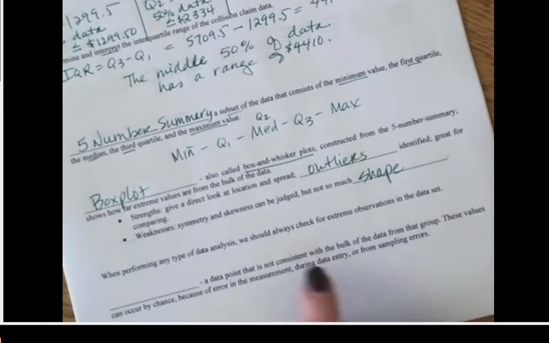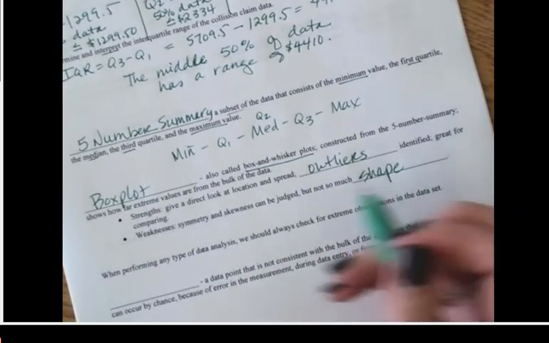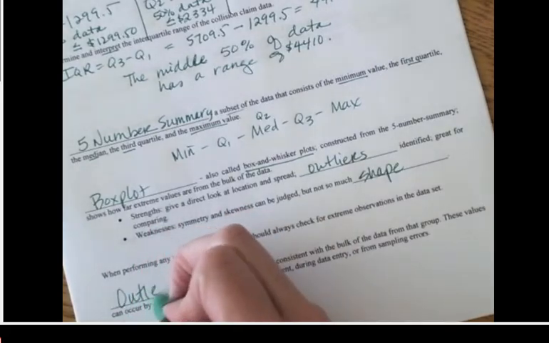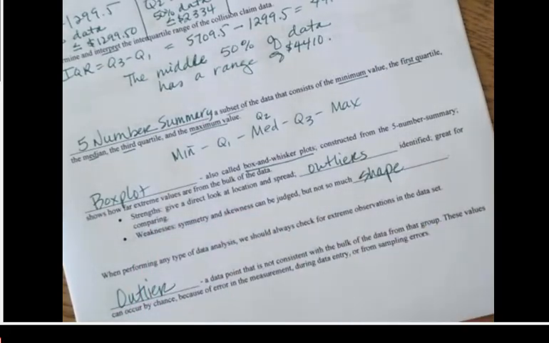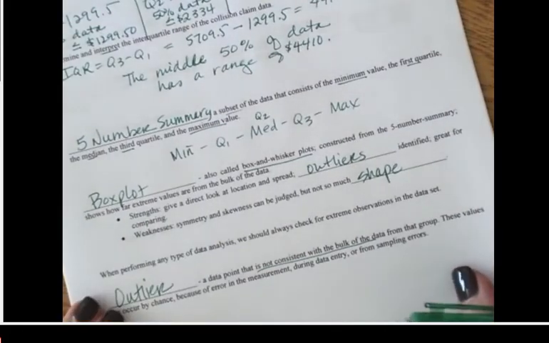When performing any type of data analysis, we always want to check for extreme observations in the set of data. An outlier is a data point that is not consistent with the bulk of the data. These values can occur by chance, because of error in the measurement, data entry, or just from sampling errors. So I'm going to walk you through this.